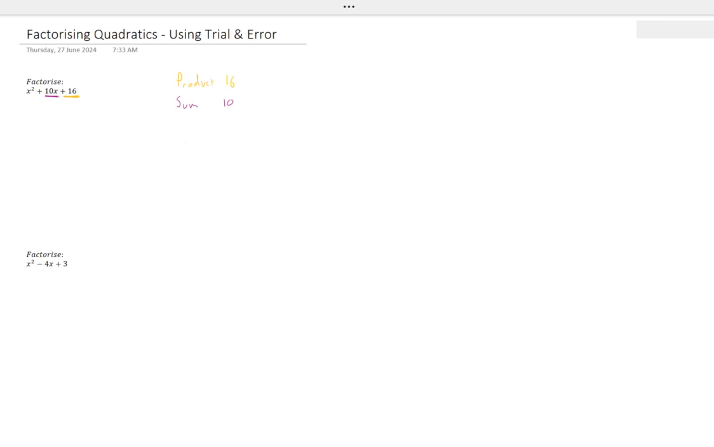I should note before we start this that this is only for monic quadratics. If they're non-monic, that means that there's a number in front of this x squared value. So it could be 10x squared, it could be 4x squared, pick your number. But there's a slightly different process for that.